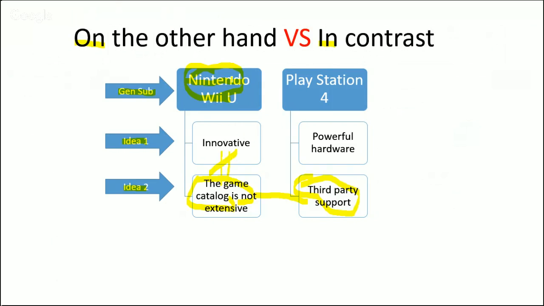And my other idea is about the Nintendo Wii U. And I think that the Nintendo Wii U, as I already mentioned, does not have an extensive catalog. So I am contrasting two ideas that belong to two different general subjects. So in this case, I'm going to use in contrast, and this will sound something like this. I think the Nintendo Wii U does not have an extensive game catalog. In contrast, the PlayStation 4 has third party support. Therefore, the game catalog is large.